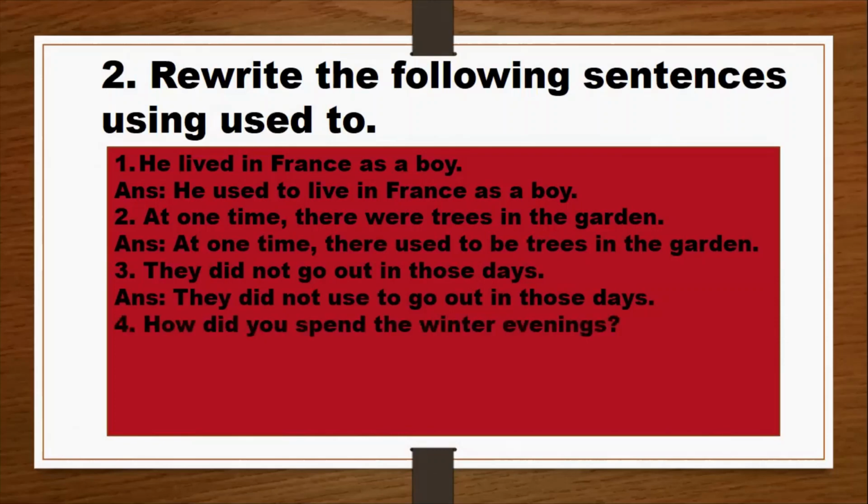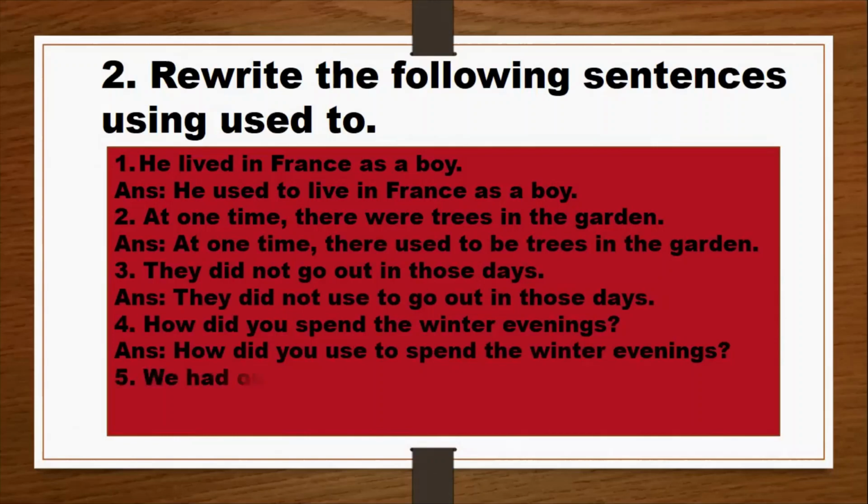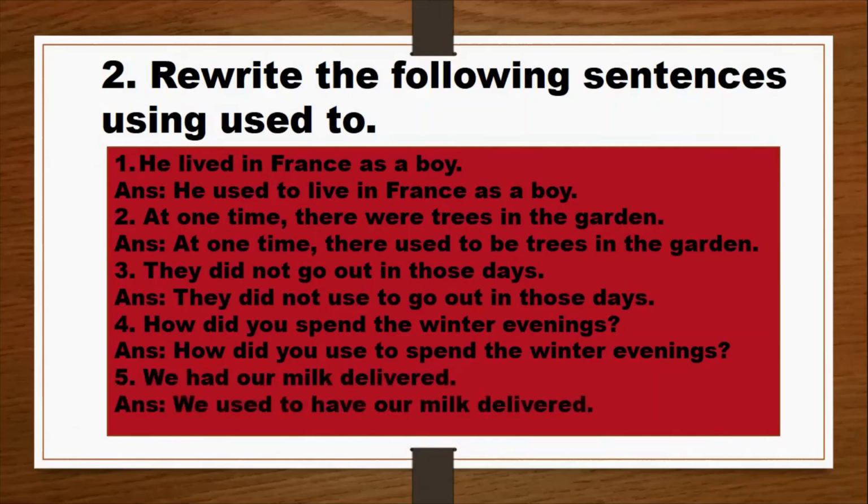Number 4, how did you spend the winter evenings? It is the example of a WH question. And in the case of WH questions, as we have read, how did you use to, USE only. How did you use to spend the winter evenings? And finally, we had our milk delivered. We used to have our milk delivered. This is one of the most probable questions from grade 11 Meaning into Words, unit 10, use of used to.